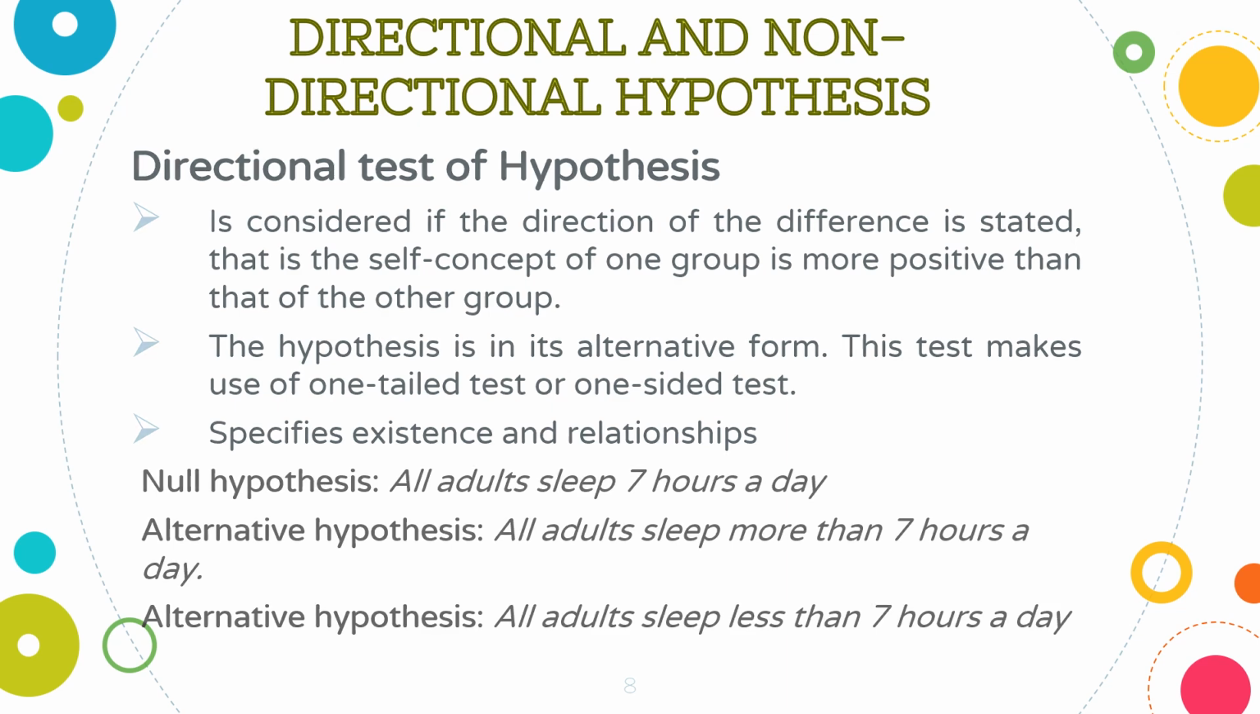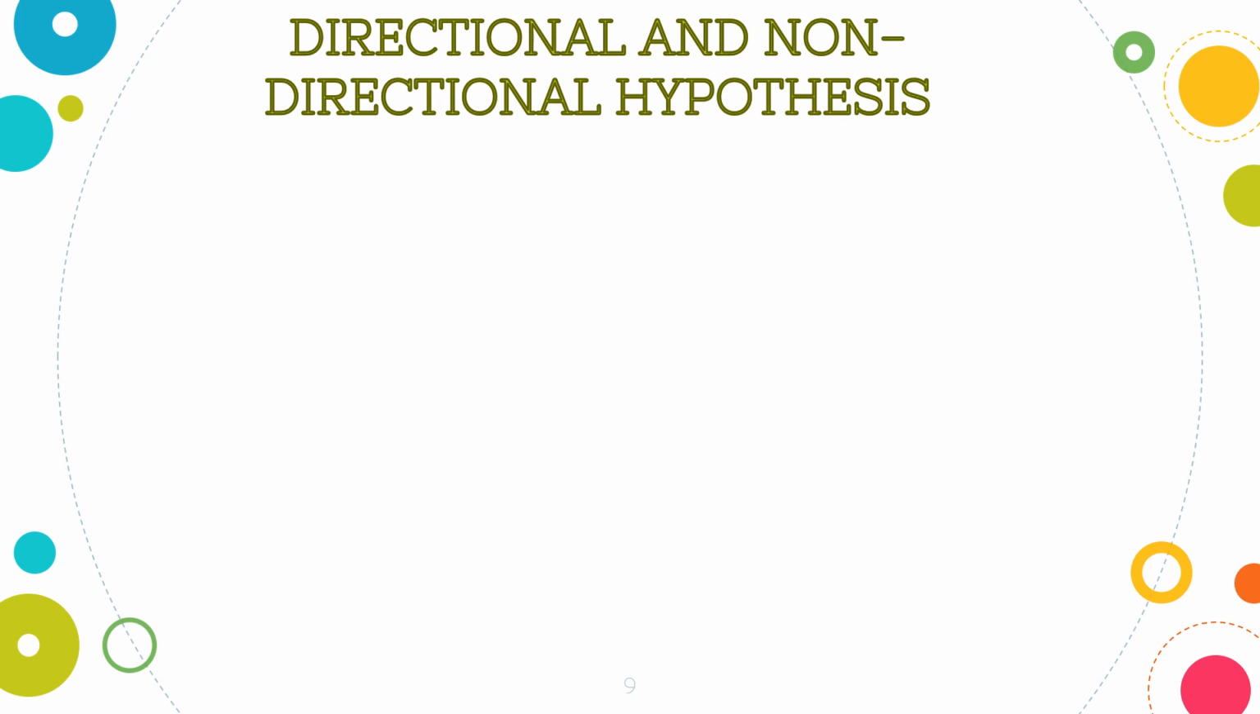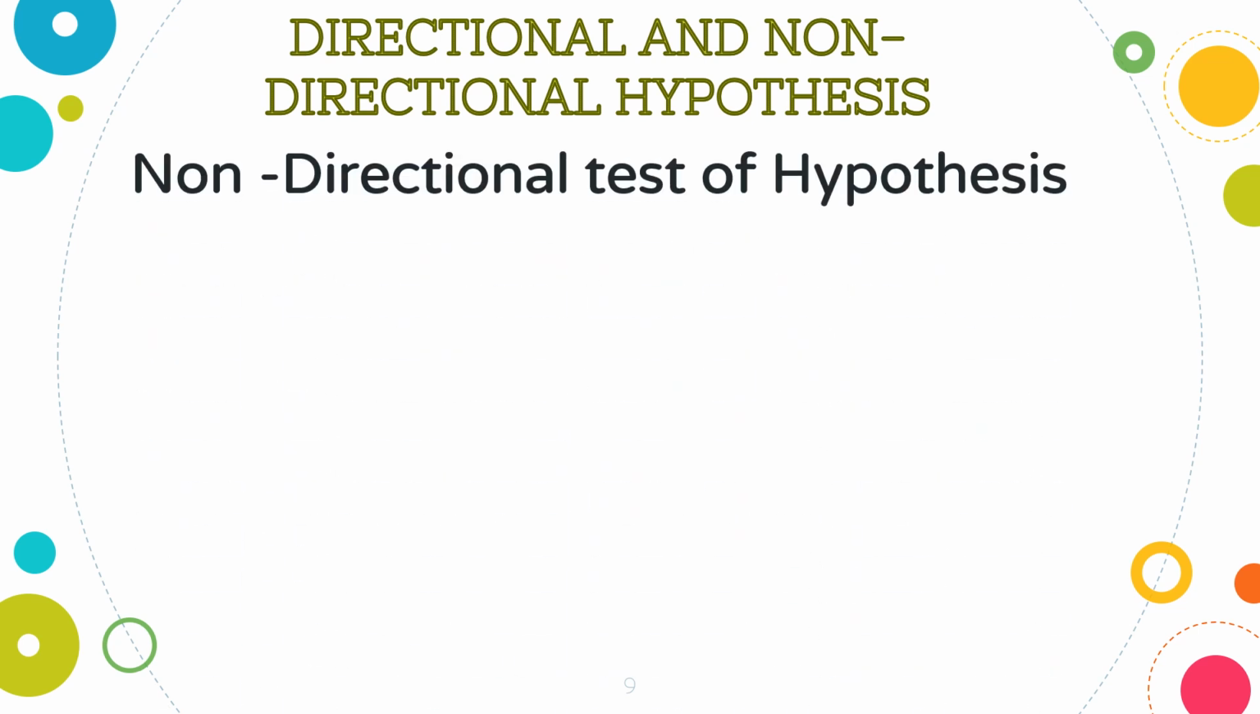While the other one, so on the other hand, the hypothesis is non-directional when the alternative hypothesis does not define an orientation explicitly. That is, it only determines that the hypothesis class is different from the null hypothesis. Okay? It only determines that the hypothesis is different from the null hypothesis.